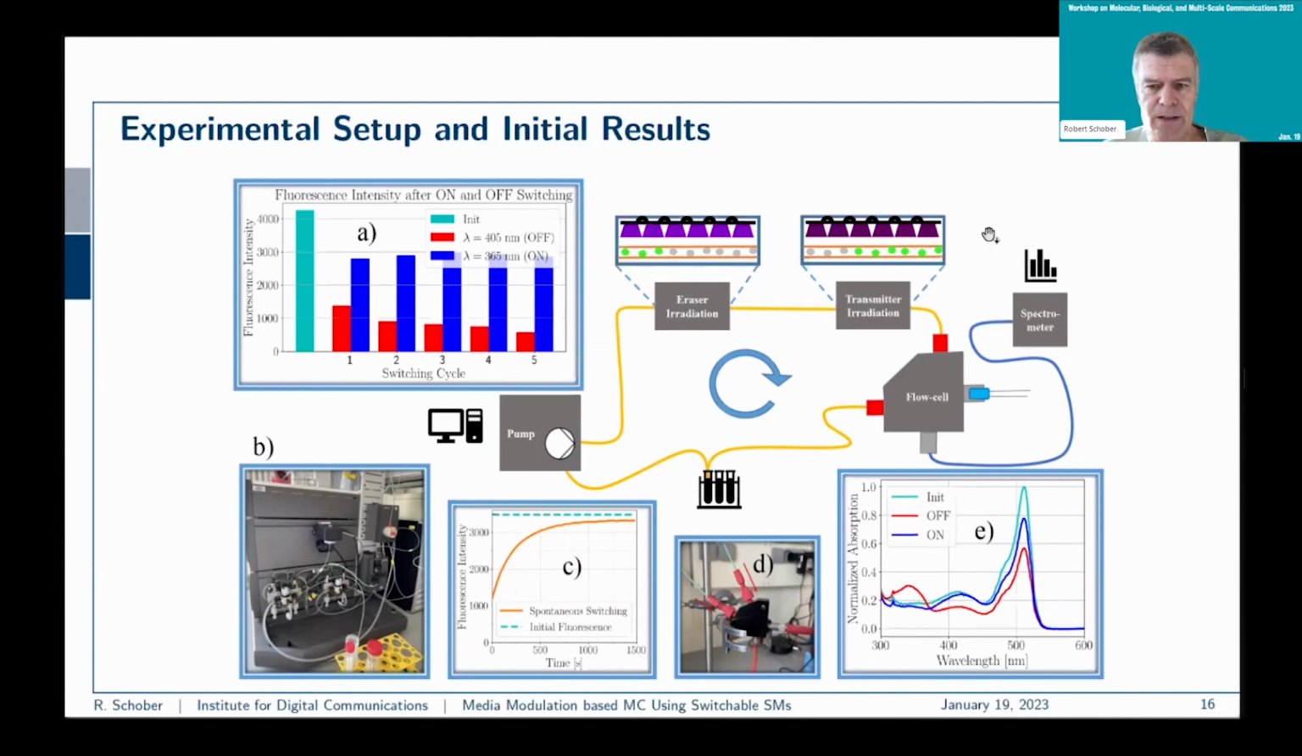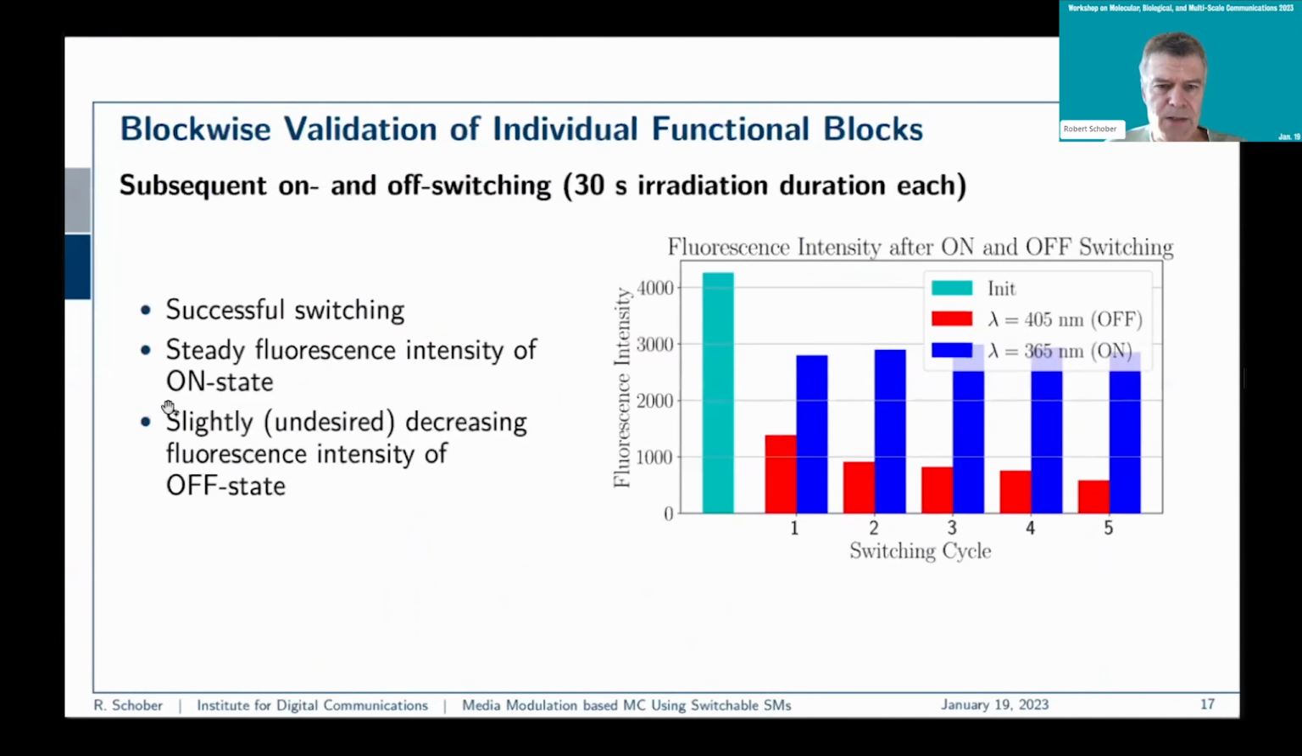So here's the setup that we have in the lab. It's similar to what you saw in the theory, right? So we have an eraser unit, we have a transmitter unit, we have a flow cell that's used for the fluorescence measurements. And then the GFP is in these tubes. And finally, there's a pump that generates the flow, right? So here in the subfigure B, you see the setup in the lab that we have so far. And the three results figures I will discuss in more detail in the following.